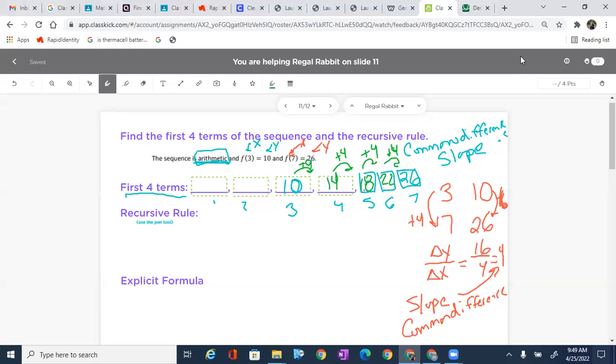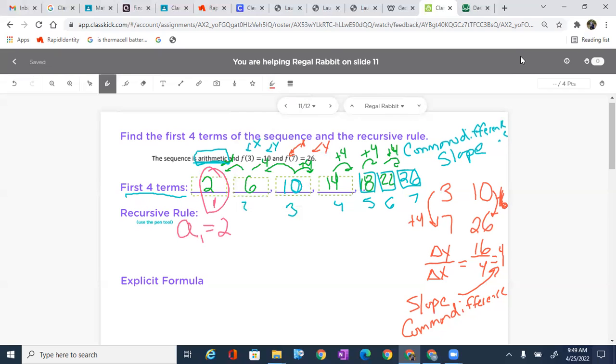But we wanted the first 4 terms. So let's go in the opposite direction now. Let's subtract 4. That brings us to 6. And then we subtract 4 again, and that brings us to positive 2. So what we can do now is write our recursive formula that models this data based off of our 2 points. So we'd say, okay, we were given the first term, a sub 1 equals 2.